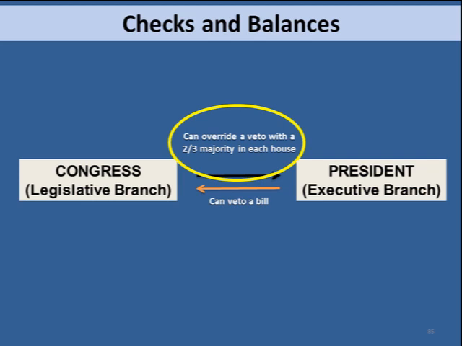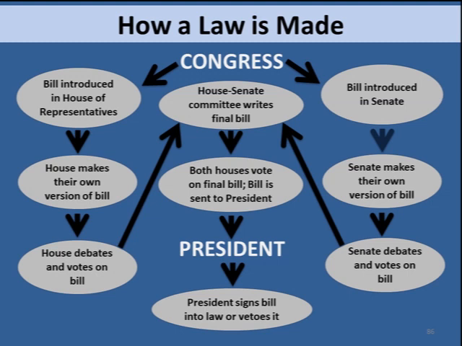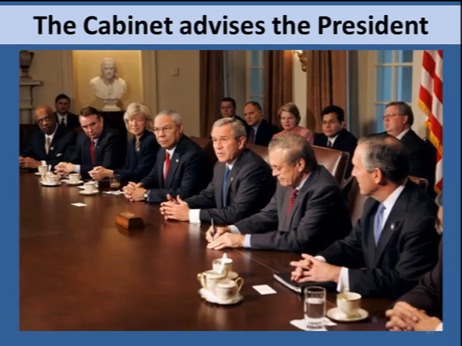Congress can then change the bill and send it back to the President, or try to vote the bill into law with a 2/3 majority in Congress. It is not easy for a bill to become a law. Every year, more than 5,000 bills are introduced, but only about 150 become law.